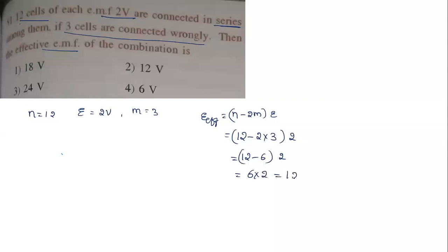Simple thing. Effective EMF is equal to (N minus 2M) times E. So N is 12, minus 2 times M, which is 3, into the given 2 volt. It will be (12 minus 6) multiplied by 2, so it will be 6 into 2, so it will be 12 volt. What is the option? Second option, 12 volt. Okay, so this is very important. Resistance remains the same, but the effective EMF becomes less.